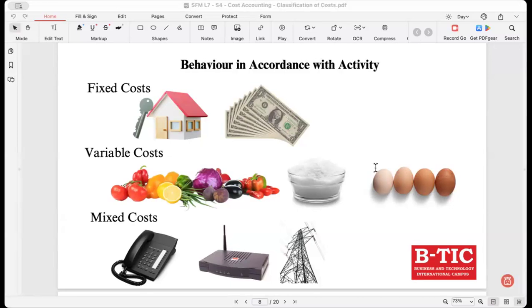What are fixed costs? Who can define the term fixed costs? As I always tell you, when you see two words, break it down. Fixed cost. So what do you mean by fixed cost?